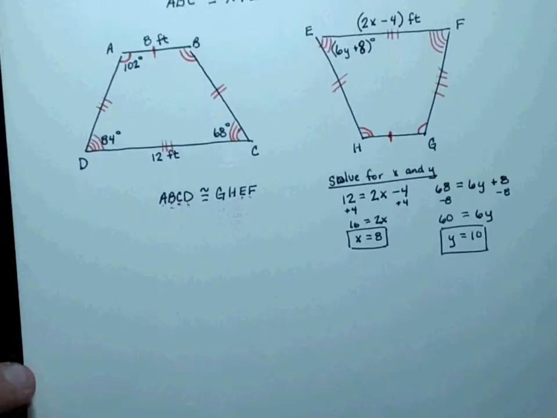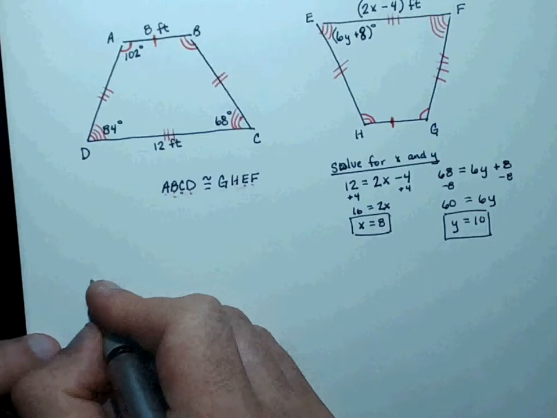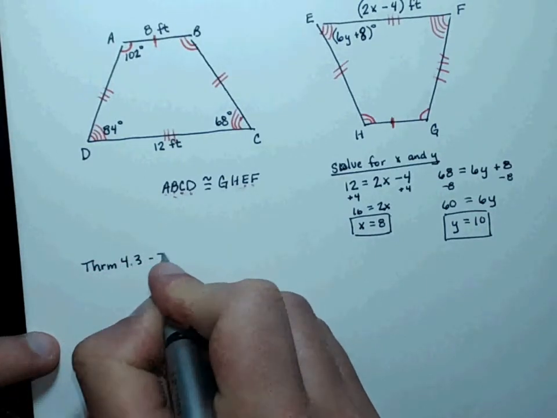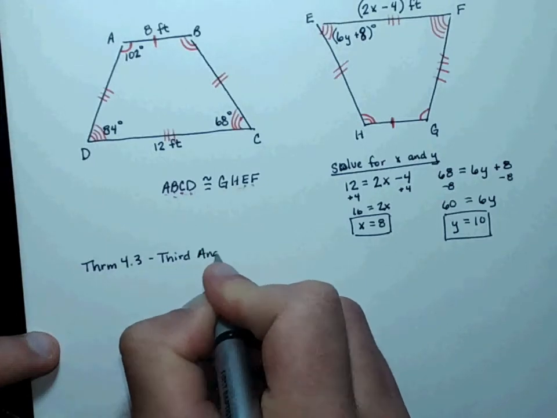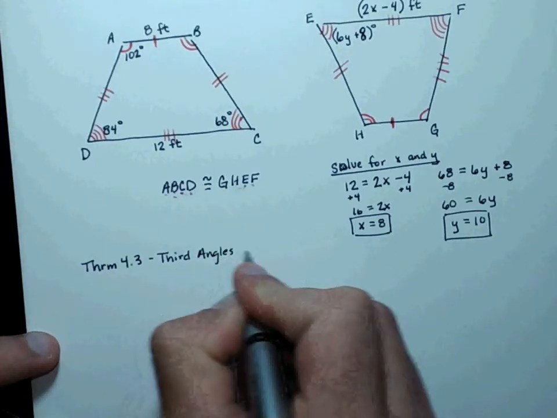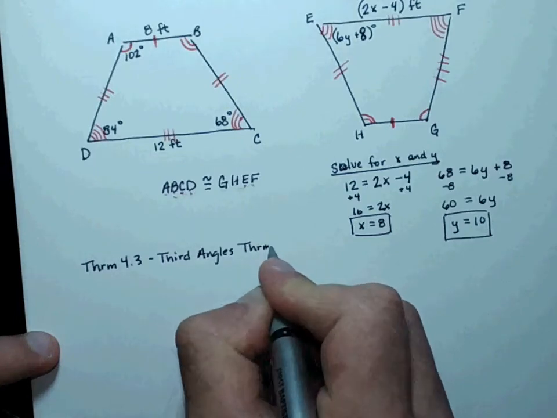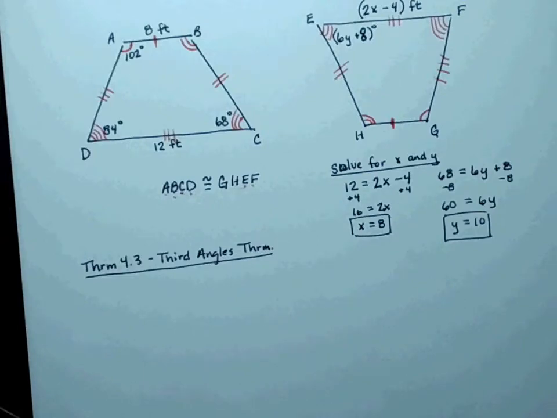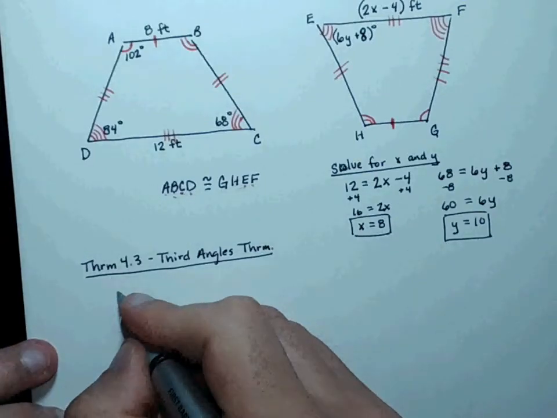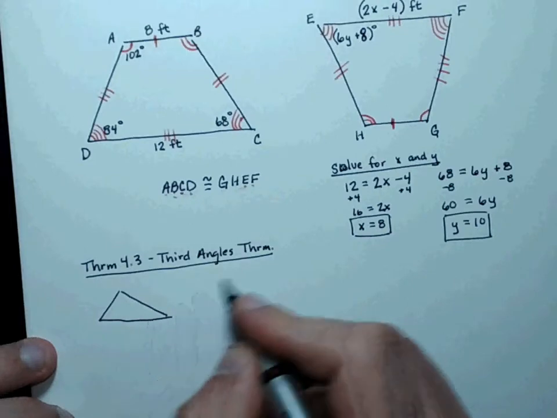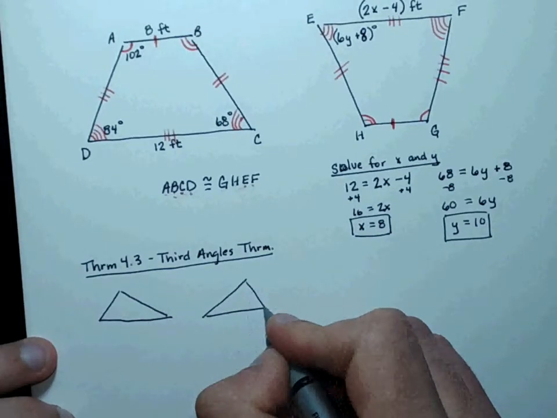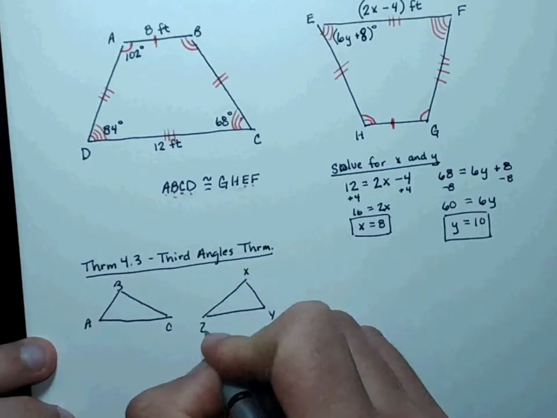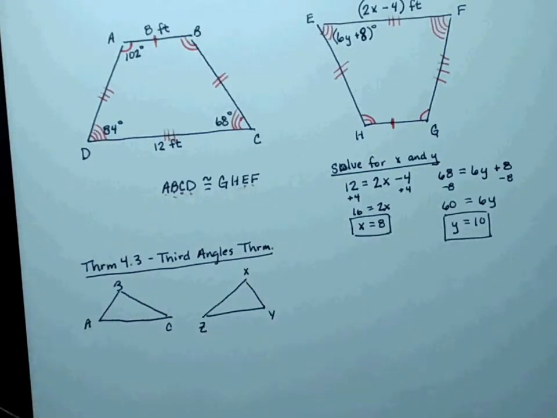Alright, we've got one more theorem. Theorem 4.3. It's called the third angles theorem. The third angles theorem says that if we have two triangles, we've got those two triangles.